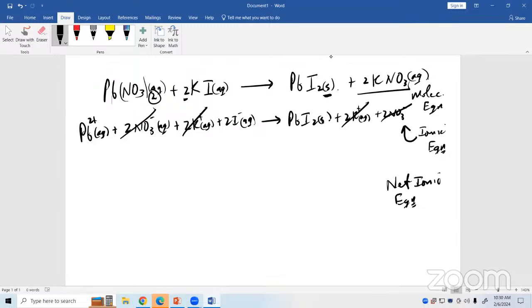So once we identify and cancel out the spectator ions, whatever is left will result in the net ionic equation, which is Pb2+ aqueous plus 2I- aqueous to give PbI2 solid. And that would be the net ionic equation. So these are the steps that you'd have to go through, very similar to what we saw in the case of the neutralization reaction, in order to get from the molecular equation to the net ionic equation.